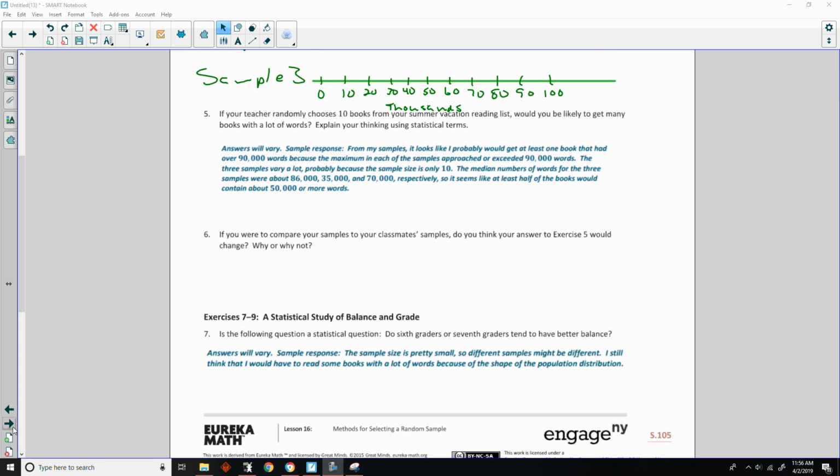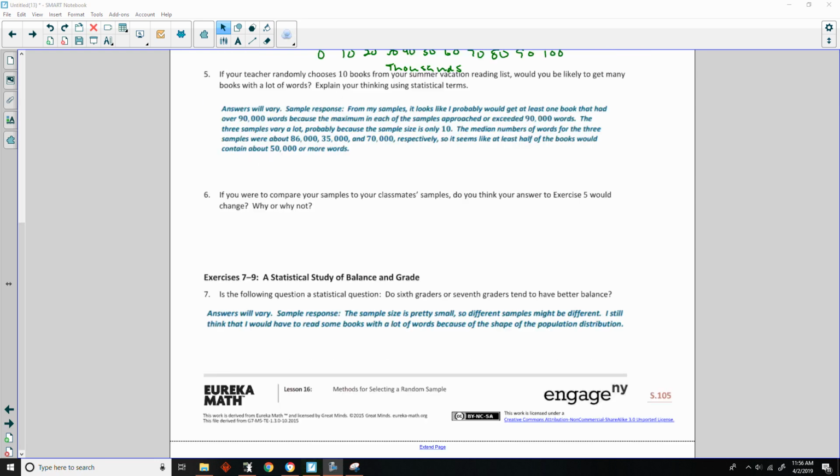Number 8. Okay, going back to this where I should be, exercises 7 through 9 says a statistical study of balance and grade. 7 is the following. Okay, so this should be up here. That's where I made the mistake.